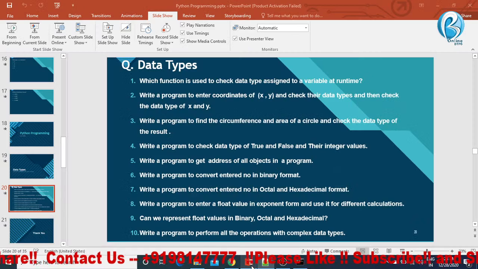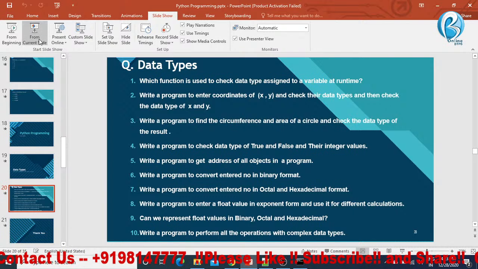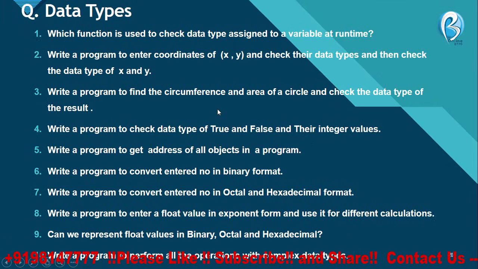Moving on to the next question. So what is the next question? Can we represent float values in binary, octal and hexadecimal? As we discussed before, binary, octal and hexadecimal are not allowed in floating point numbers. The bin, oct and hex functions usually take an integer as an argument. That's fixed. So we can't take float as an argument, okay? So the answer to this ninth question is no. We cannot represent float values in binary, octal and hexadecimal, okay?